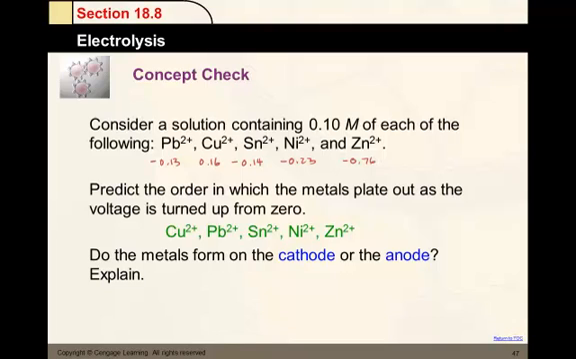The question next says, do the metals form on the cathode or on the anode? The cathode is where metals form. They always form there because the electrons move from the anode to the cathode. So the cathode is where the extra metal is always deposited.